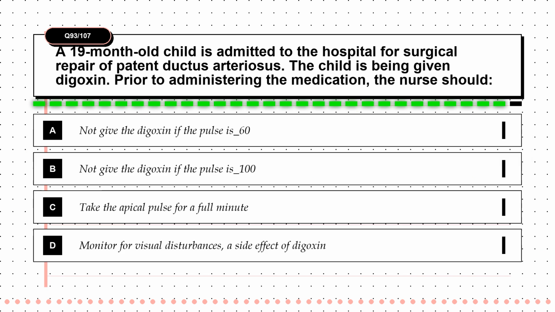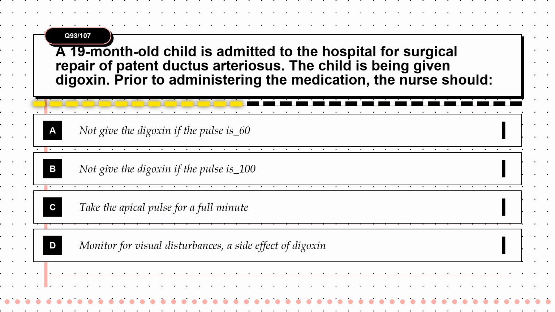Question 93. A 19-month-old child is admitted to the hospital for surgical repair of patent ductus arteriosus. The child is being given digoxin. Prior to administering the medication, the nurse should. Here are the options.